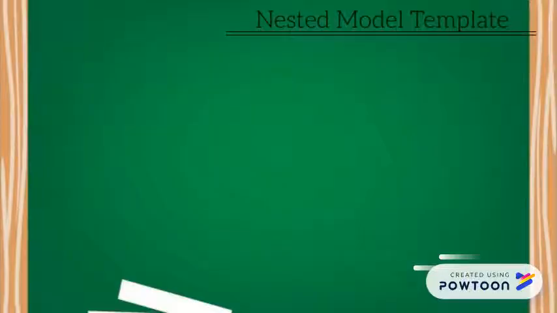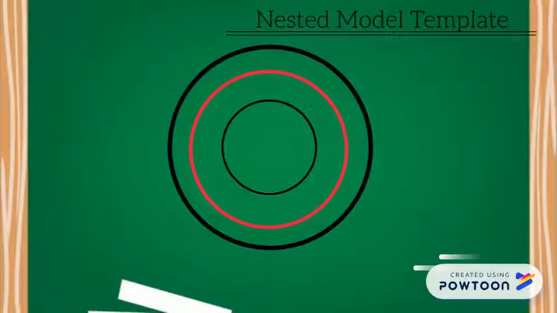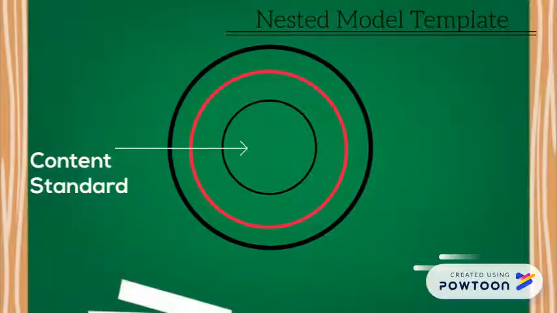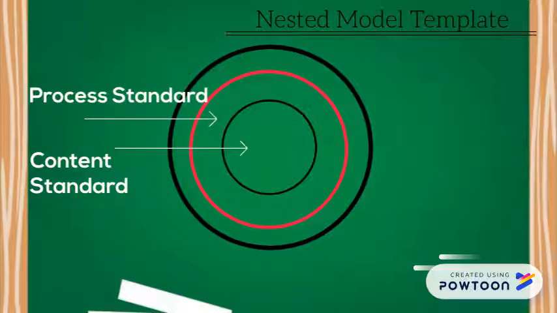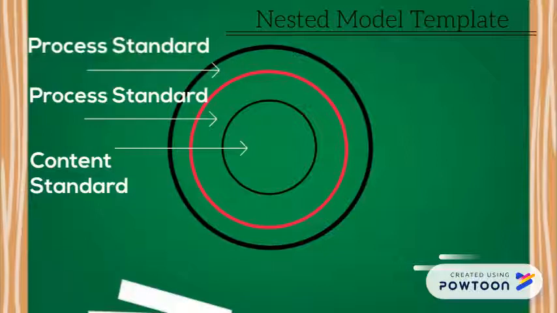The nesting model can be best understood by picturing a target with the center being the content standard, the inner circle being a process standard, and the outer circle being another process standard.